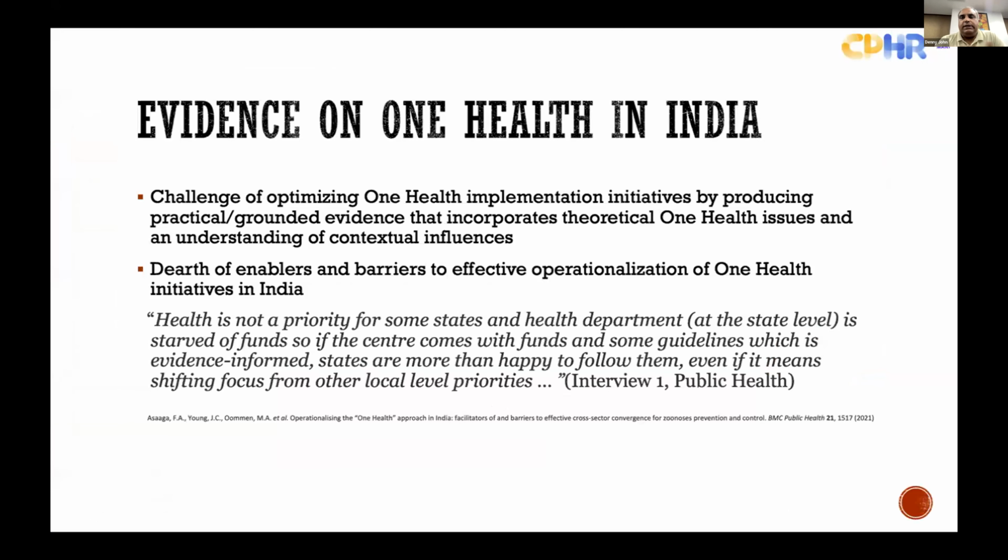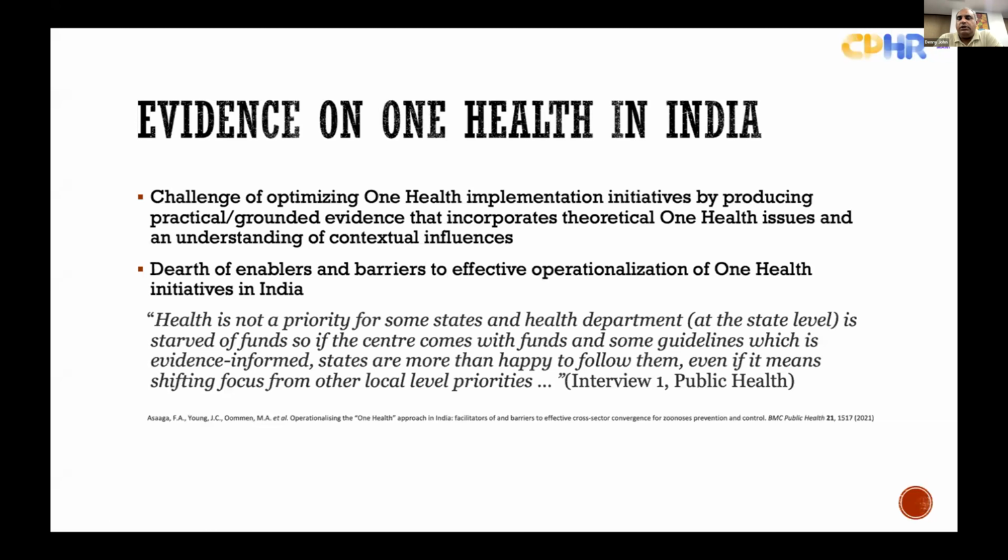So one of the challenges that has been noticed in published literature is about the optimization of One Health implementation initiatives by providing grounded evidence that incorporates both theoretical issues as well as understanding of contextual influences. So this has been a very big challenge, and one of the identifiers has been that there is a dearth of evidence around what are the enablers and barriers for effective operationalization of One Health initiatives in India.